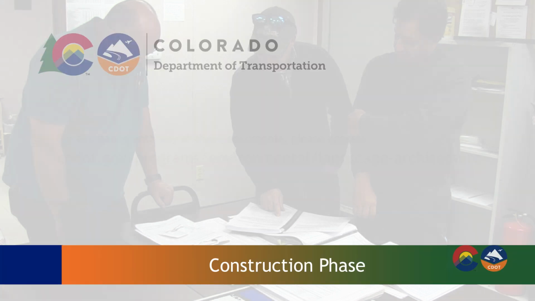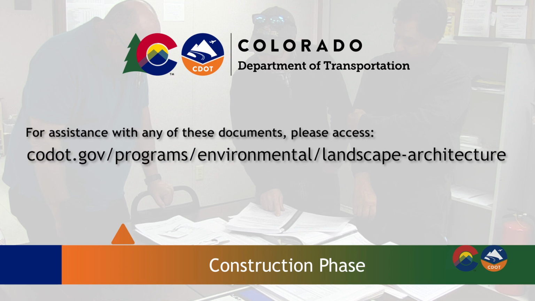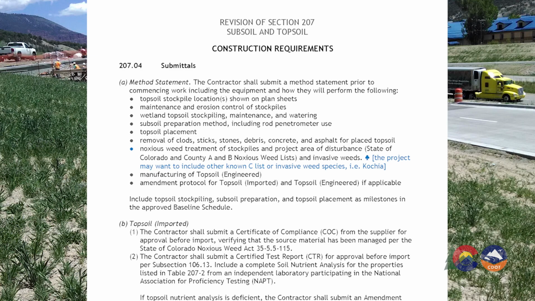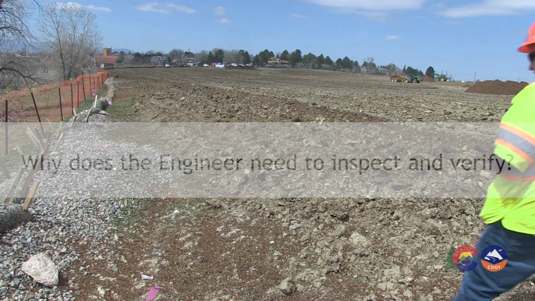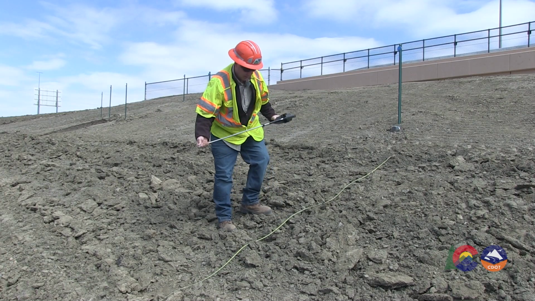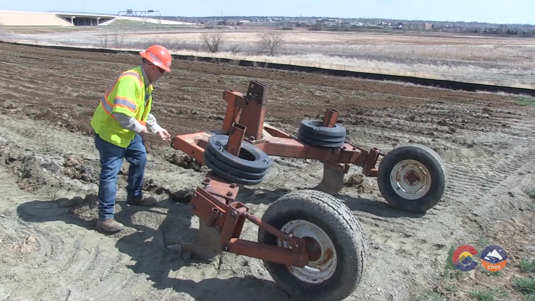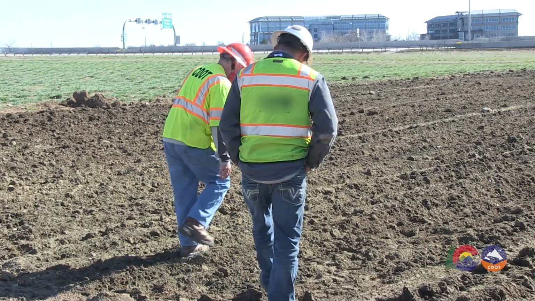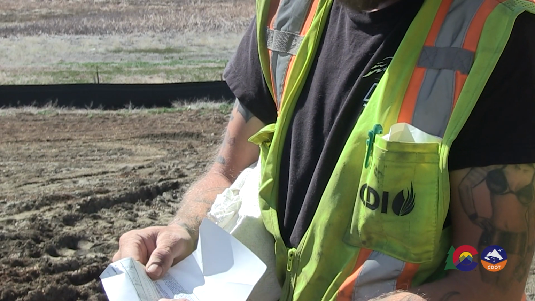It is important to review these documents thoroughly to ensure adherence to the prescribed guidelines and standards, specifically those outlined in Sections 207 and 212. Why does the engineer need to inspect and verify during the construction phase? Inspection and verification by an engineer or their designee during construction is necessary to ensure CDOT is receiving the correct amendments, quantities, and ensures the quality of materials.